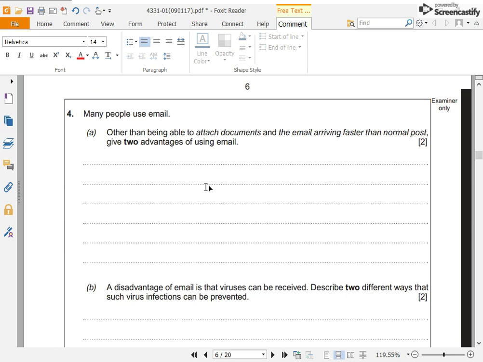Okay, next up. Many people use email. Other than being able to attach documents and email arriving faster than normal post, give 2 advantages of email. So they're really cutting out a few main things that we'd normally talk about there, but that's okay. So have a good think and try and get something down, please.